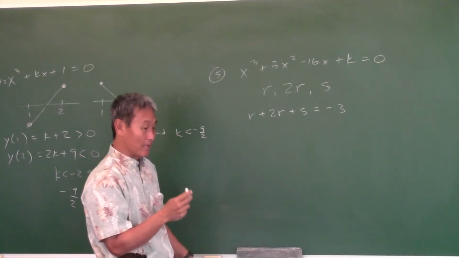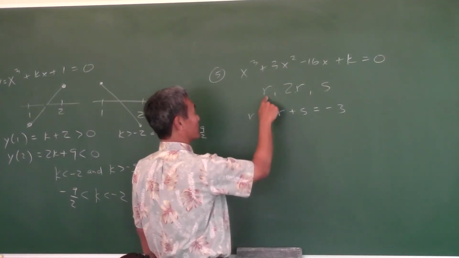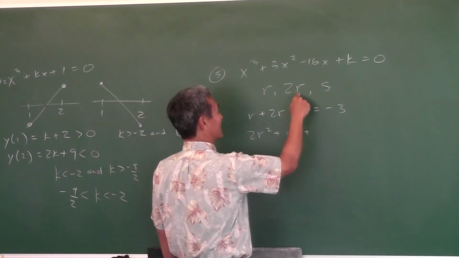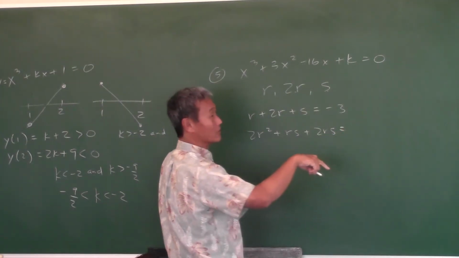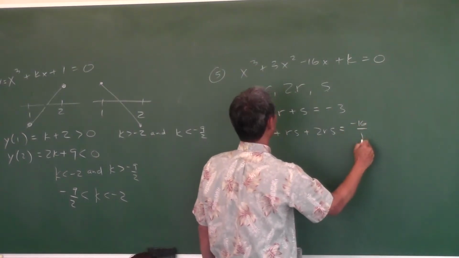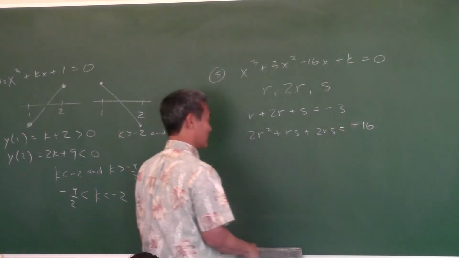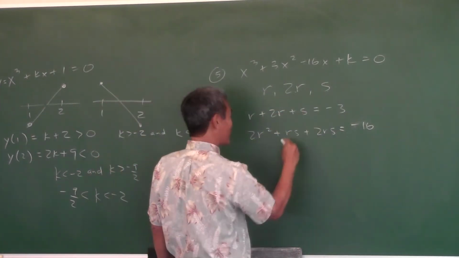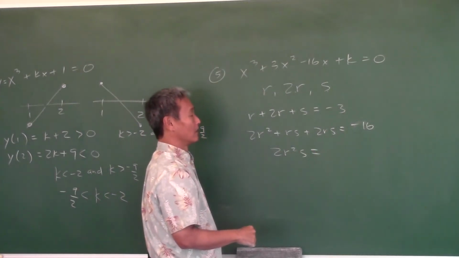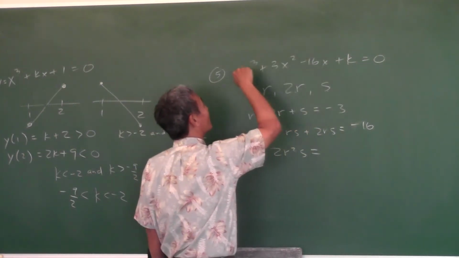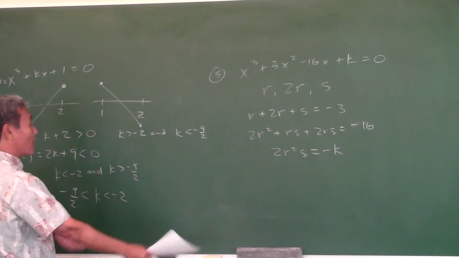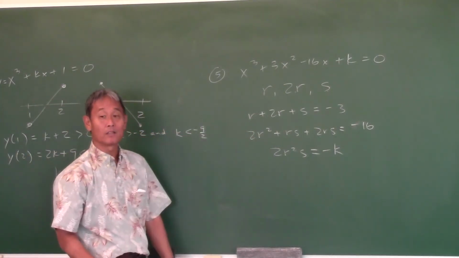Now, what happens if I multiply the roots 2 at a time? Multiply the first two: 2r squared. Now multiply the first and the third, and the second and the third: 2rs. That's equal to c over a. I'm not writing the 1. And if I multiply the roots 3 at a time, 2r squared s, that equals negative d over a. You write this down, I give you 3 points. You want the other 5 points? Solve it now.